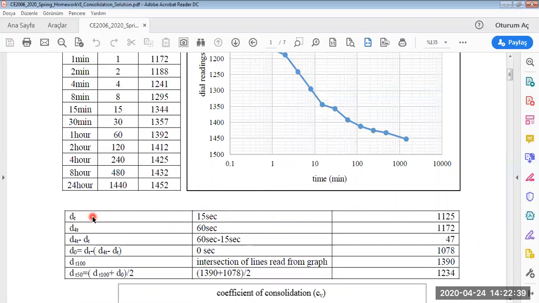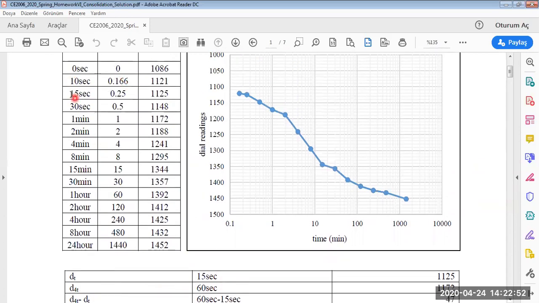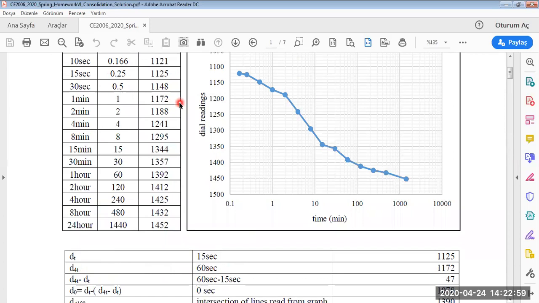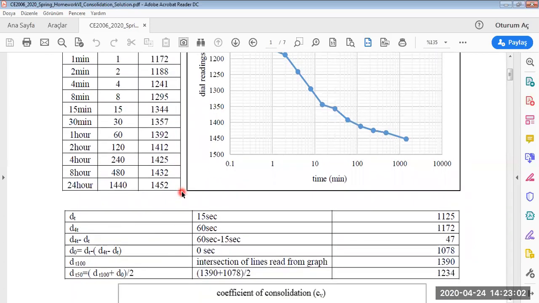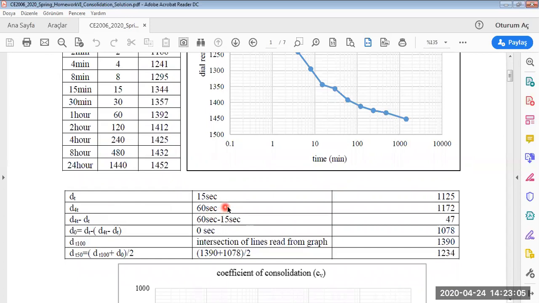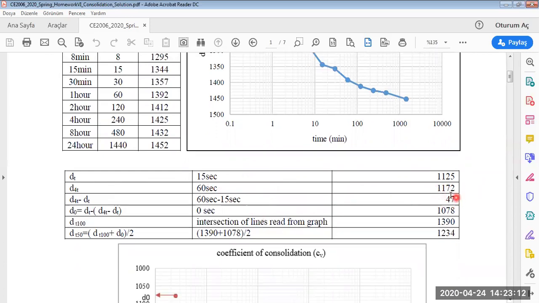The first one is t, and the other must be 4 times t. I mean, this is D_t, this is D_4t, and t is here. We read from here, it's 15 seconds, and the other one is 1 minute. It is 4 times 15 seconds, 60 seconds. These are the dial readings related with these times, and here is the difference between these dial readings.